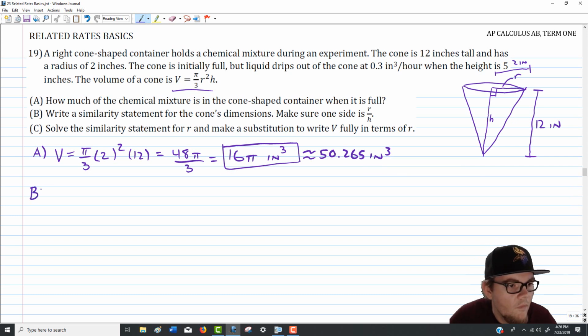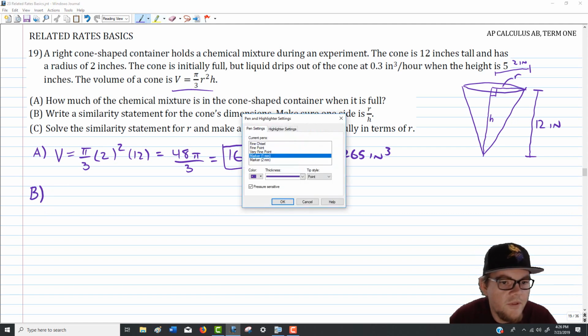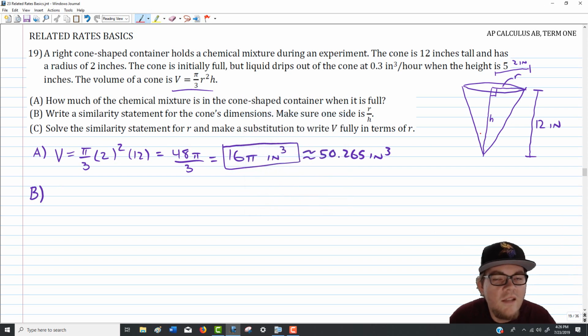So that's part A. Part B asks us then to write a similarity statement for the cone's dimensions. And this one definitely can throw people sometimes. It takes a little bit of getting used to, but the nice thing is once you've mastered it for a cone, it is always the same. So I want to imagine for a second that we have only this much liquid inside there. In other words, we have this purple cone that has a height of 12 and a radius of 2. We have the smaller red cone that has a height of some smaller amount and a radius of some smaller amount.